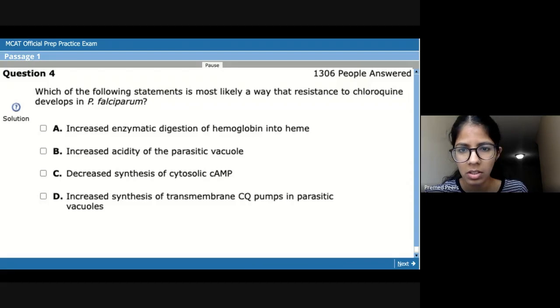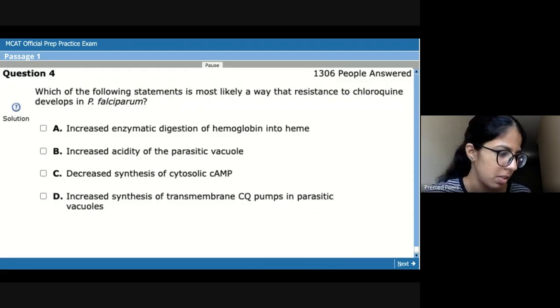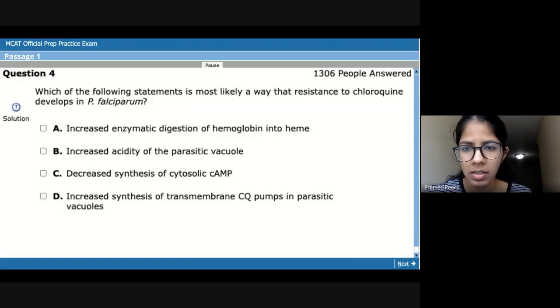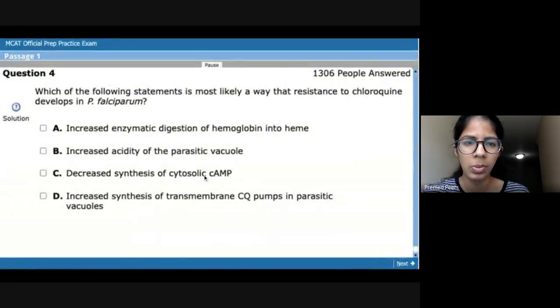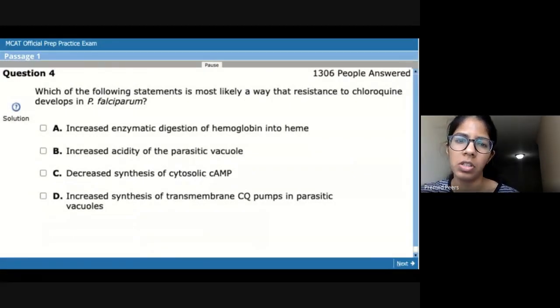Anyone else? Does anyone want to explain this one? So this one is not any background knowledge, it's just carefully reading the passage and understanding it. So the correct answer is D. Increased synthesis of transmembrane chloroquine pumps in parasitic vacuoles.